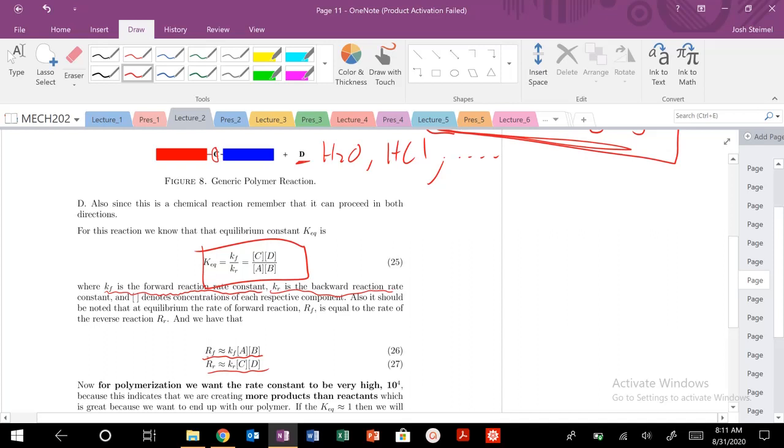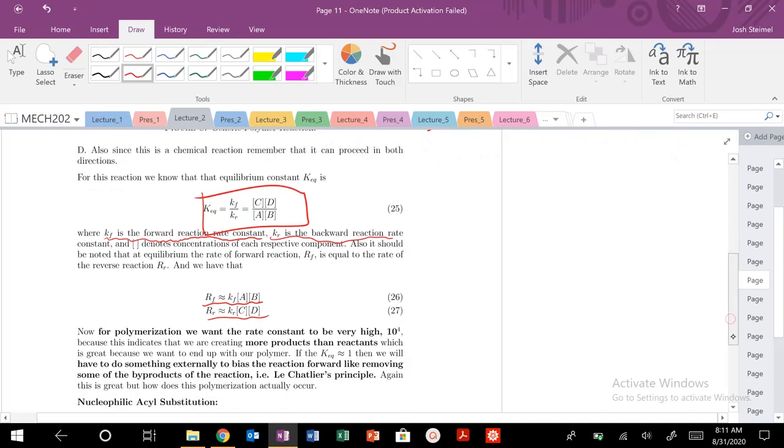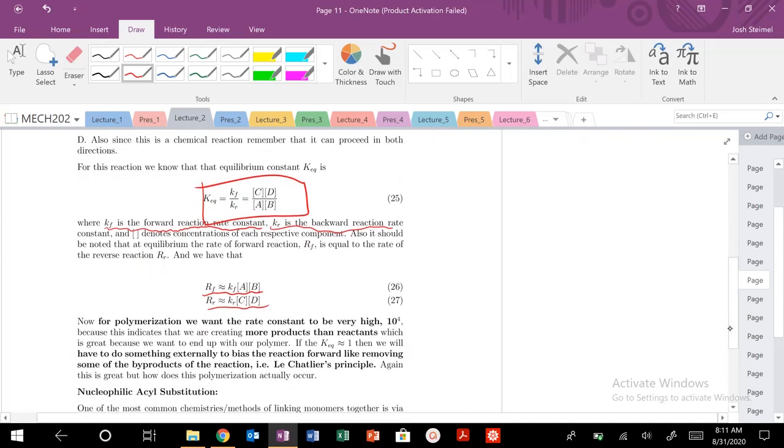So how are we going to use this K equilibrium value? Why is it useful? Again, we're always focused on how we can use these parameters and expressions in order to control, or actually design, the properties of our materials. One of the key reasons is we want to be able to control the degree of polymerization, which scales with the molecular weight, the number average molecular weight, because that's going to change a lot of our properties.